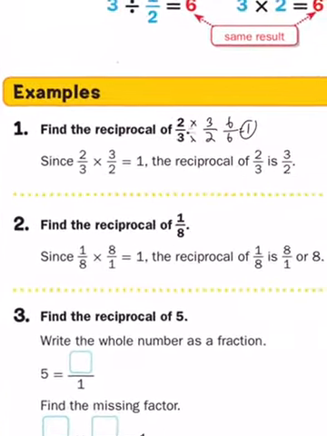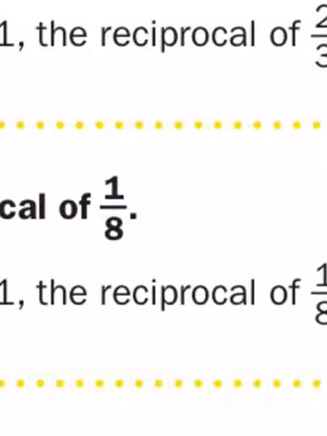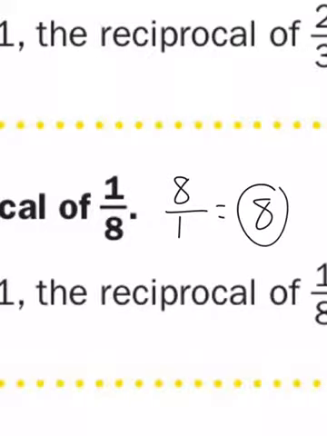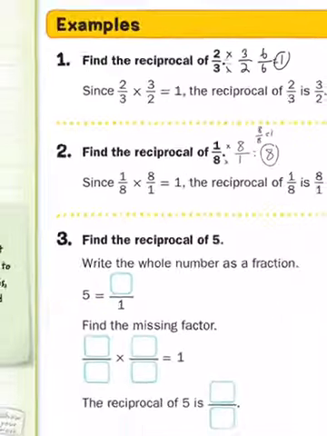So in 2, it says find the reciprocal of 1/8. So if I flip 1/8, I get 8 over 1. But remember, that simplifies to 8. So 8 is the reciprocal of 1/8. Now, do they have a product of 1? Well, 1 times 8 is 8. 8 times 1 is 8. 8 over 8 is 1. So yeah, they do. So remember, just flip the fraction.